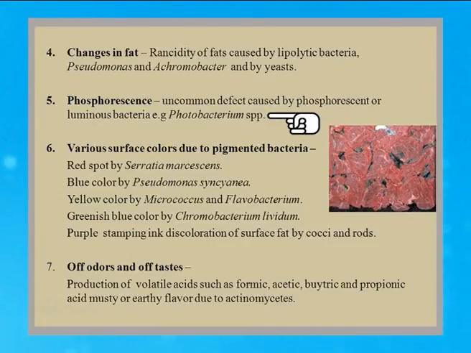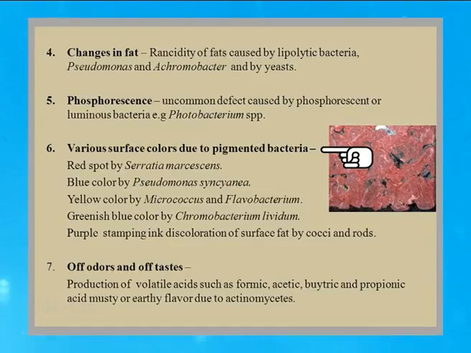Phosphorescence is a very uncommon defect that is encountered, but this can be very well seen if you keep the meat in the dark and you are able to see a phosphorescence, that is a light coming out in that dark. This may be due to the luminescence created by a bacteria known as Photobacterium. Various surface colors are also encountered due to growth of the pigmented bacteria.